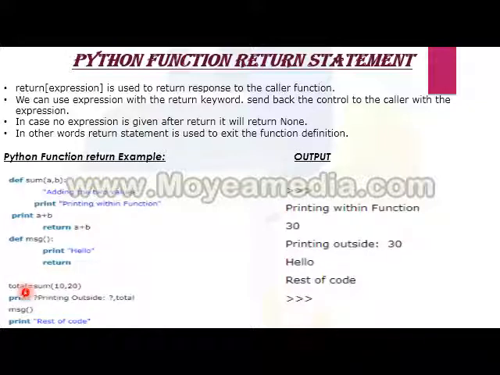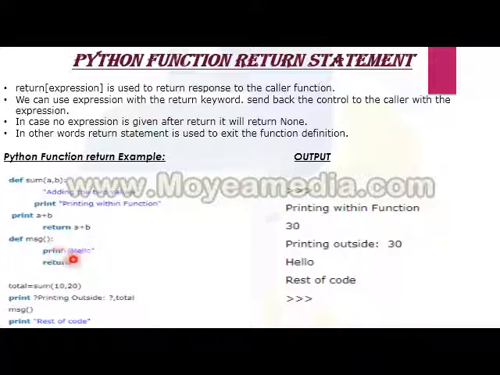So in total the value 30 is stored. Now since the function ends here, the cursor will come here and the statement printing outside total will be printed, and as we know total has stored the value 30, so 30 will be printed here.